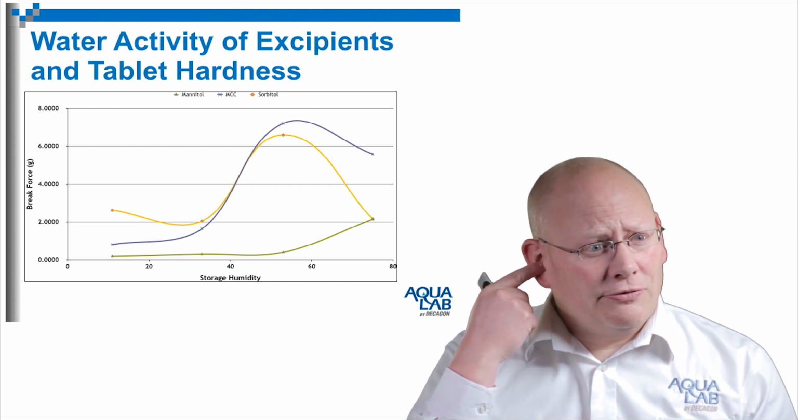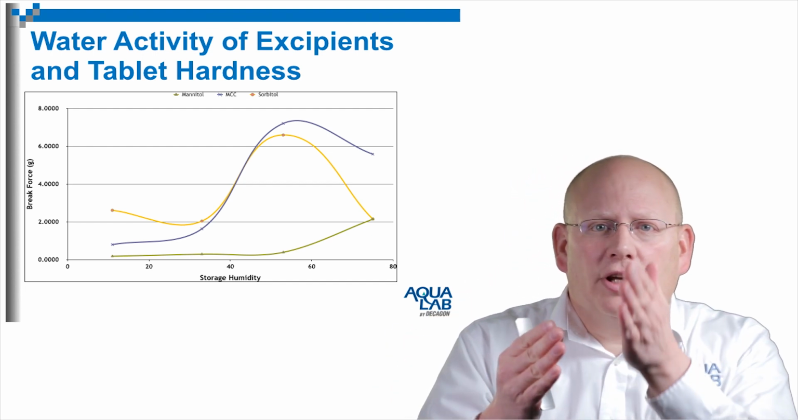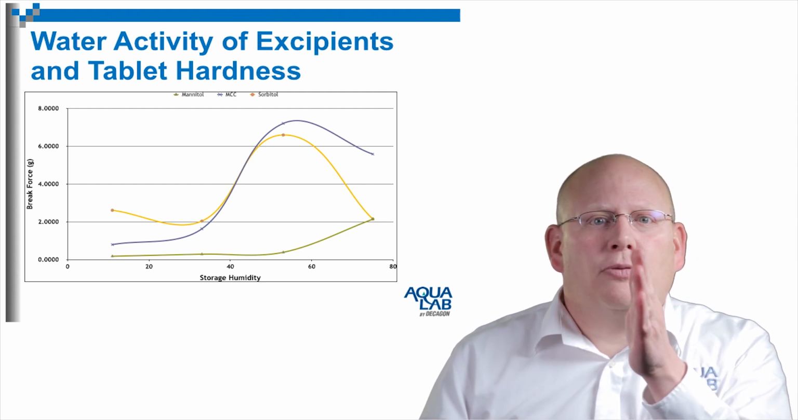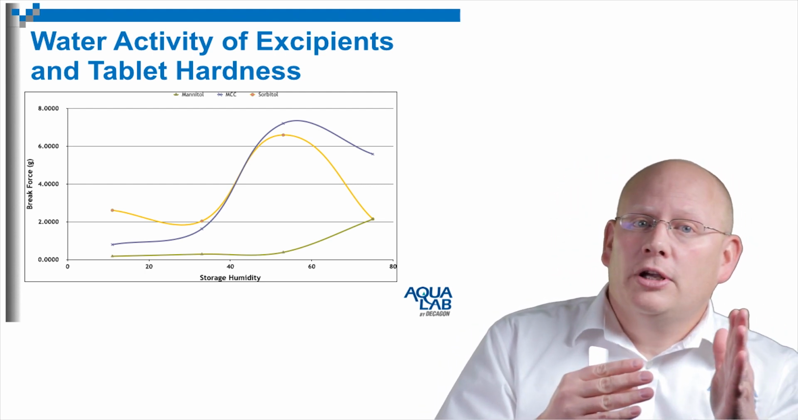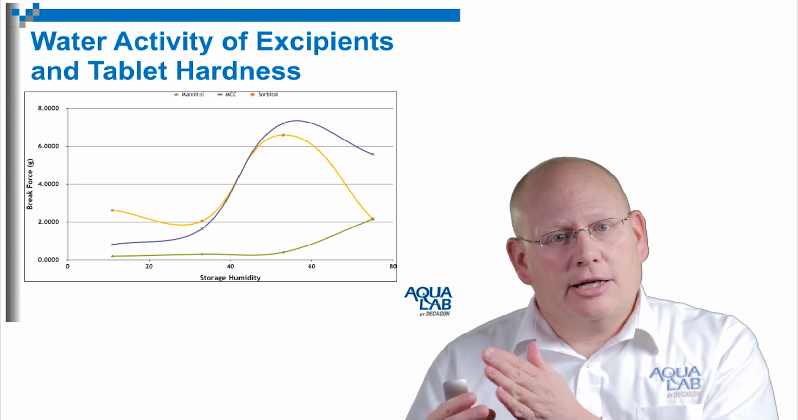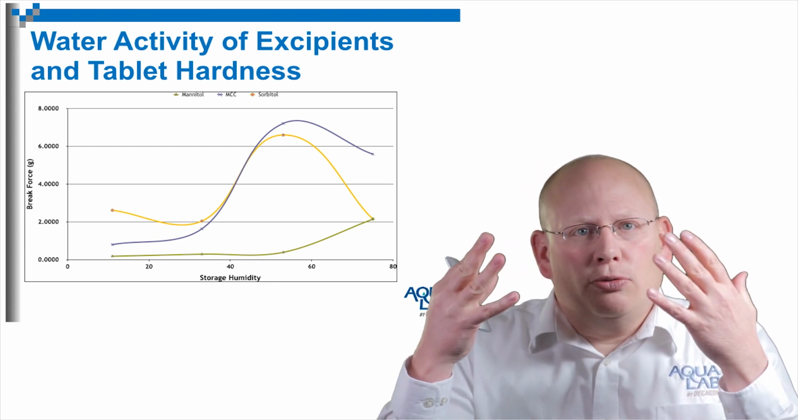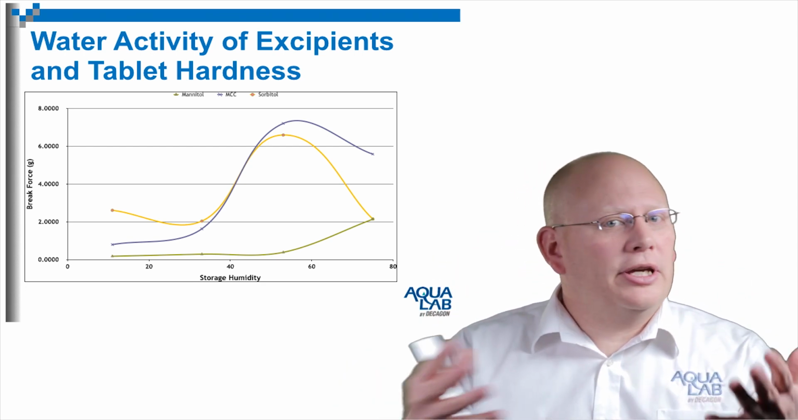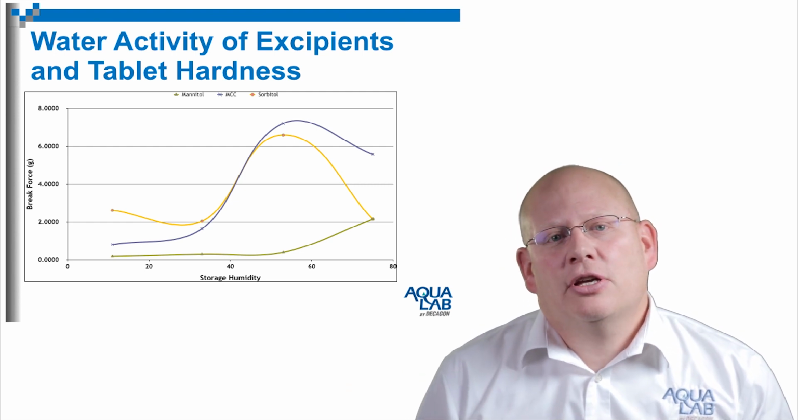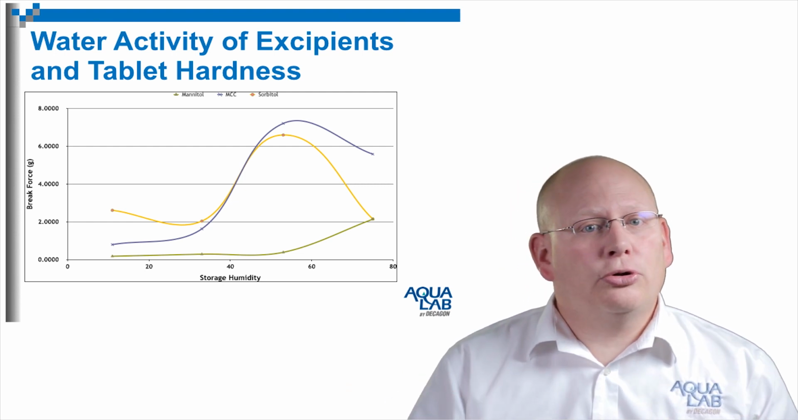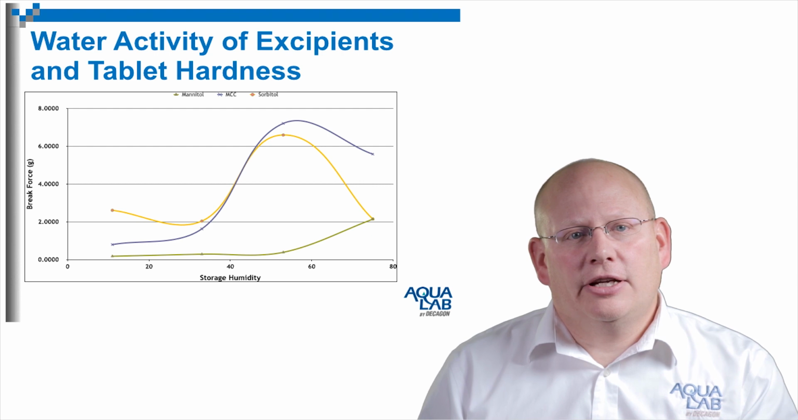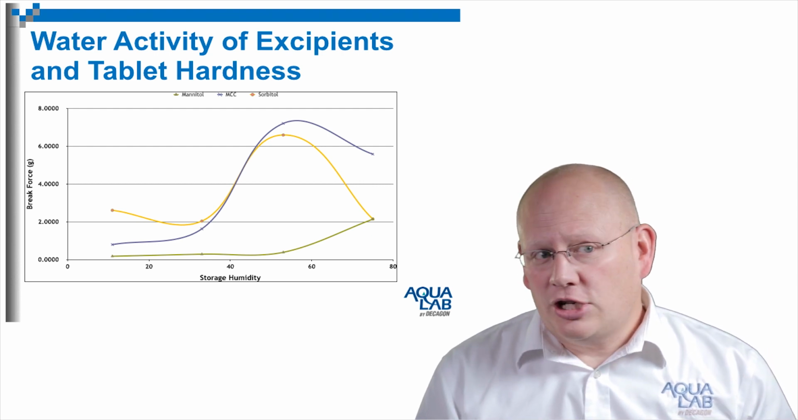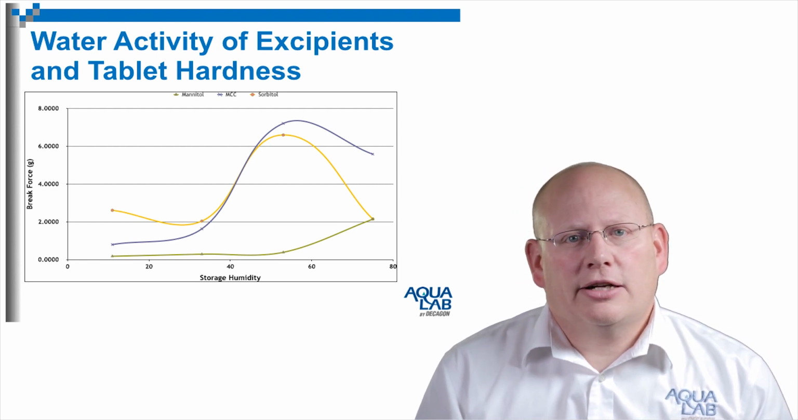So with some additional investigation, it is possible that you could identify the ideal range of water activity, where if you're too low, that's not going to be good, or if you're too high, it's not going to be good. And so you would want to make sure that your excipients, before going into the tablet press, are controlled or conditioned to that given water activity. And again, you could check that very easily through the use of a water activity instrument.